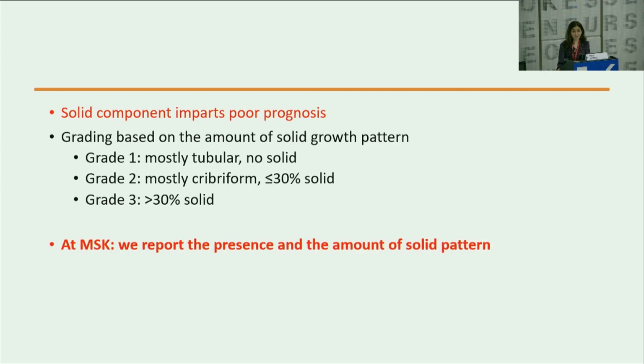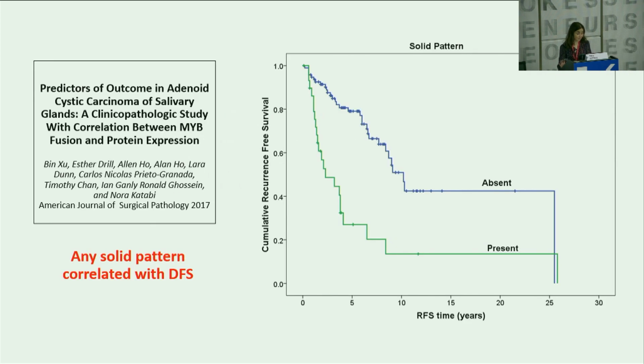At Memorial, we don't really use this grading system. We don't usually call adenoid cystic carcinoma grade 1 or 2, but we do report the presence and the amount of solid growth pattern. We believe adenoid cystic carcinoma acts as a group like intermediate to high grade rather than low grade. However, our data along with other studies has shown that any solid growth pattern matters, and not only cases with 30% or more.